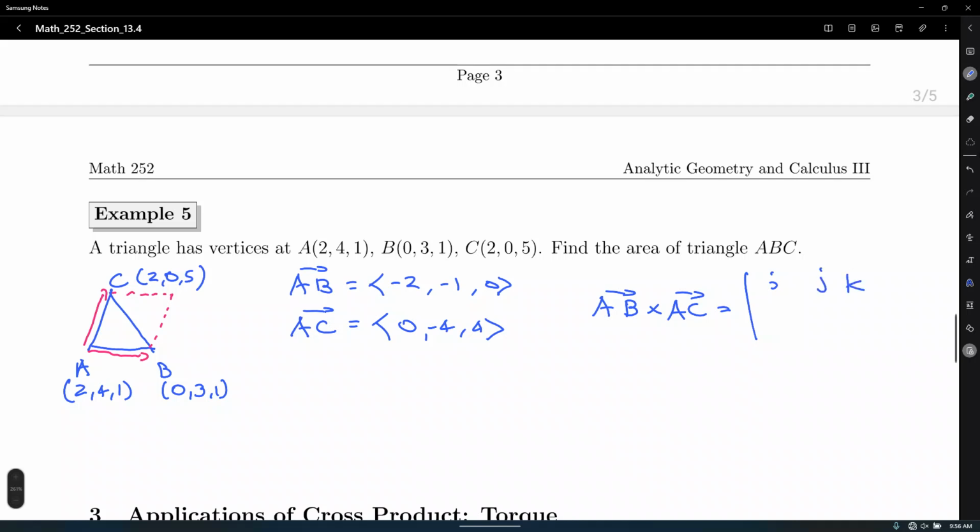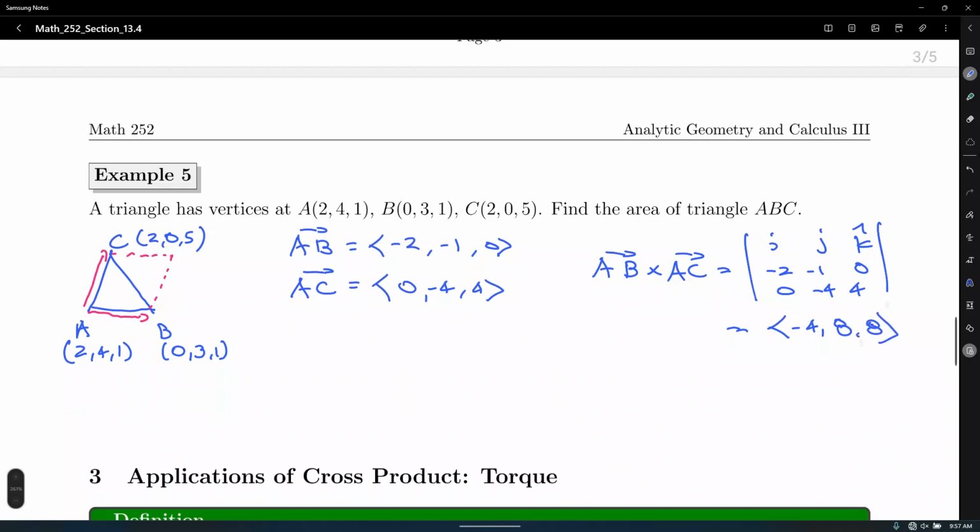I, J, K. So the vectors are -2, -1, 0, 0, -4, 4. And that's going to give us the vector -4, 8, 8. Again, I'm skipping the steps for the cross product, just to save some time.